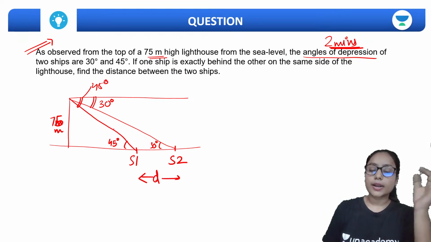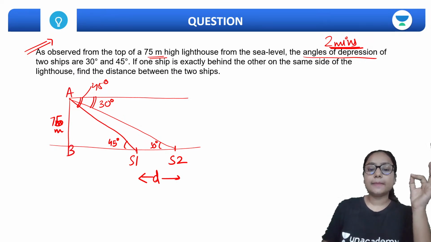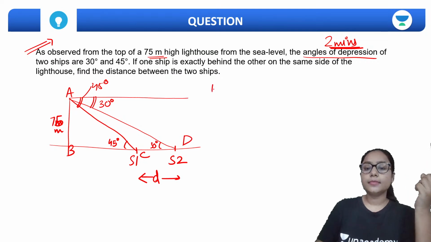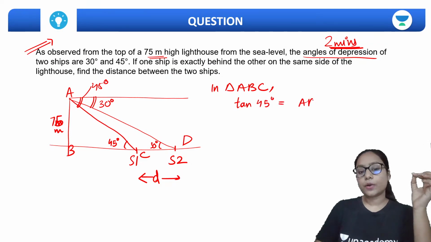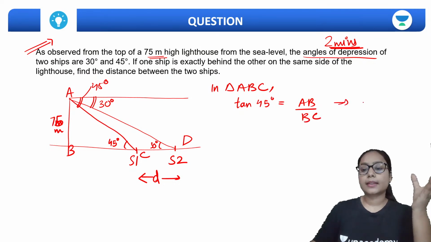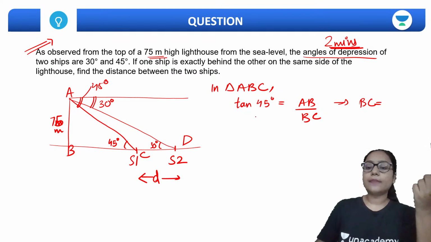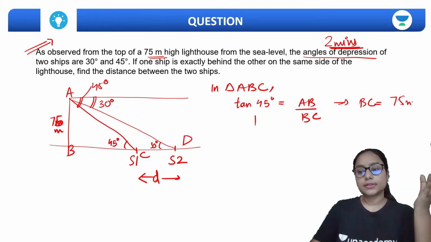So use this. Let us take the triangles as A, B, C, D. In triangle ABC, we can use tan. What is tan 45 degrees? AB upon BC, right? So what is the length of BC? Tan 45 is 1, so BC is equal to AB, which is 75 meters.